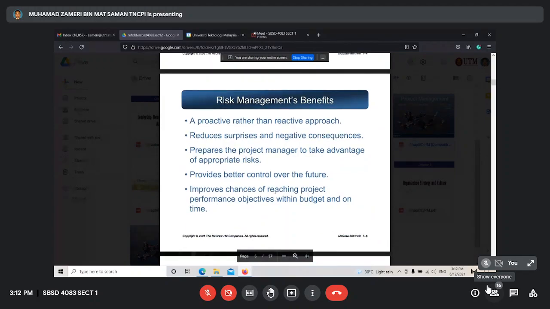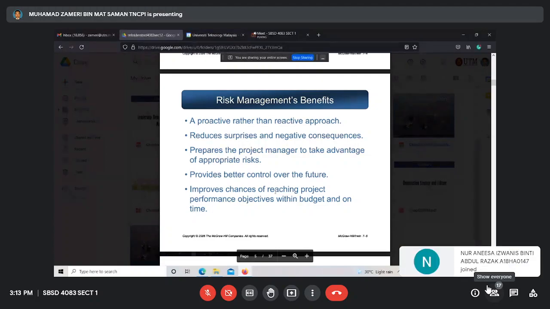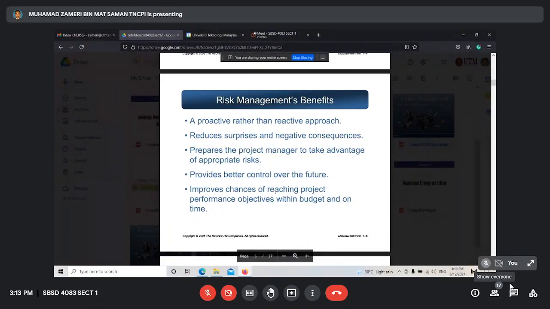And then what is the benefit of managing risk? Because risk is something not good, you need to manage it. If you do not manage it, it gives a very bad result for your project. Let's say you have a problem with your workers. If you don't manage that, you cannot finish the project on time, or you have a problem with the material. Let's say your project is a house renovation. One of the materials you need is cement.